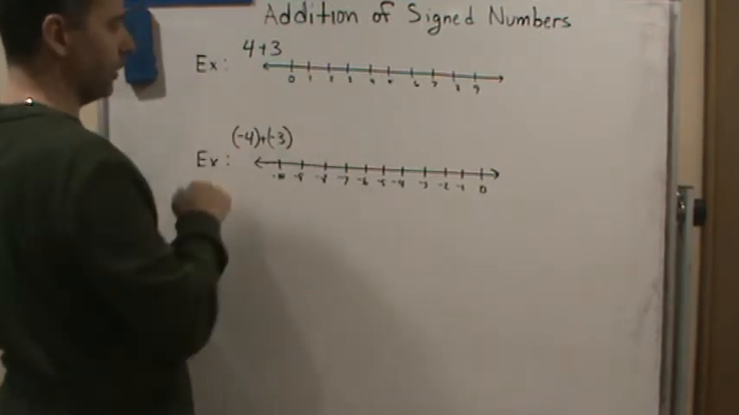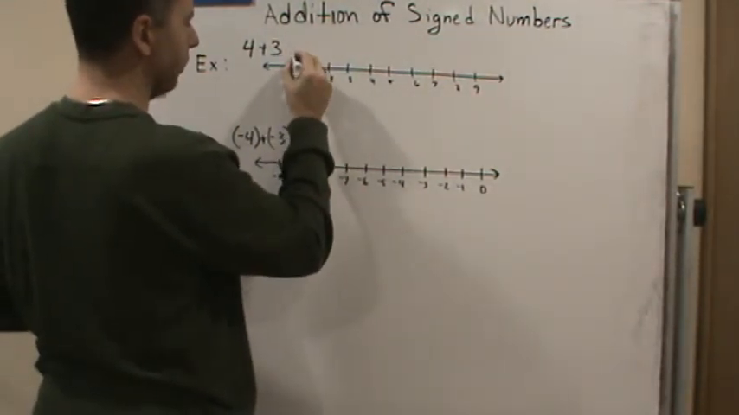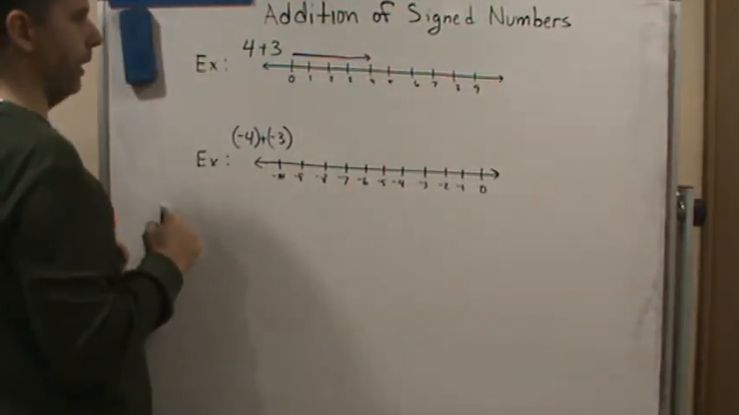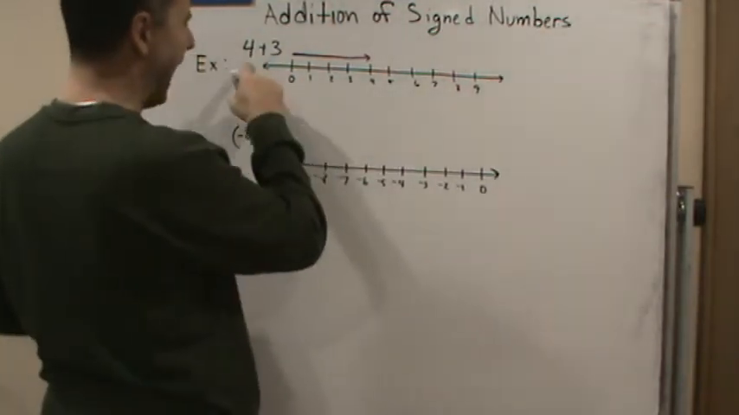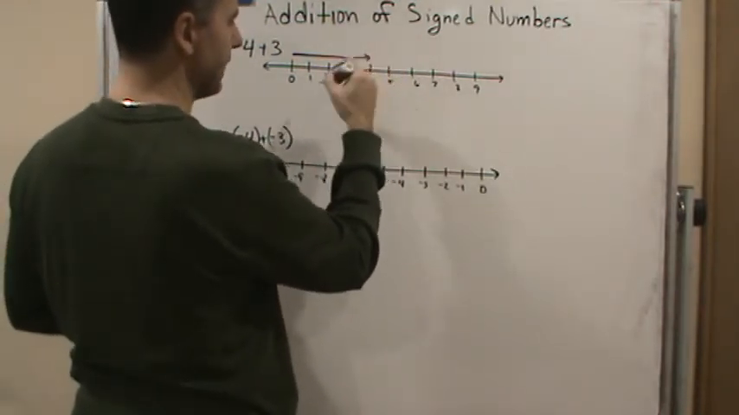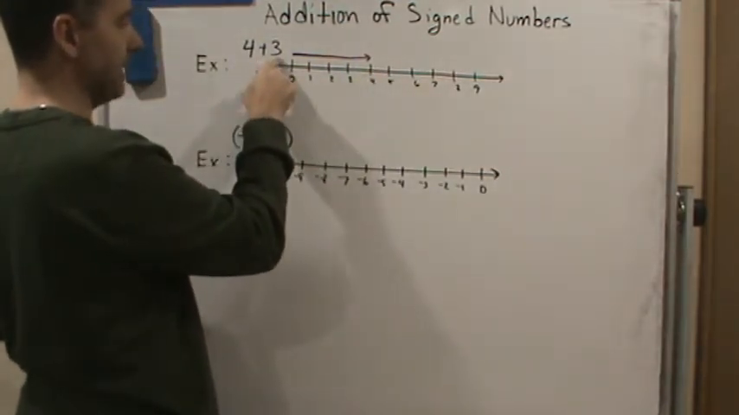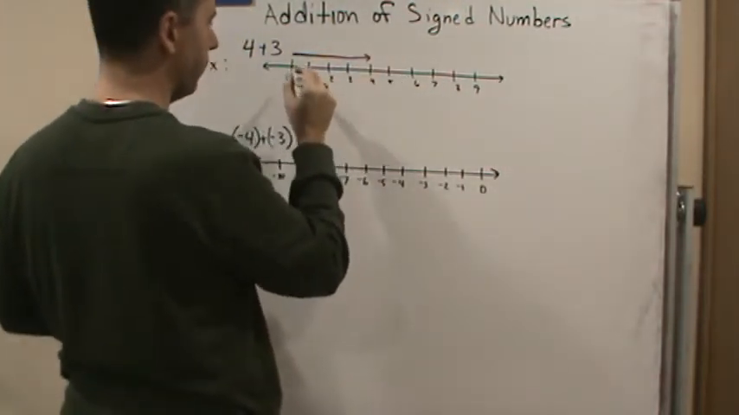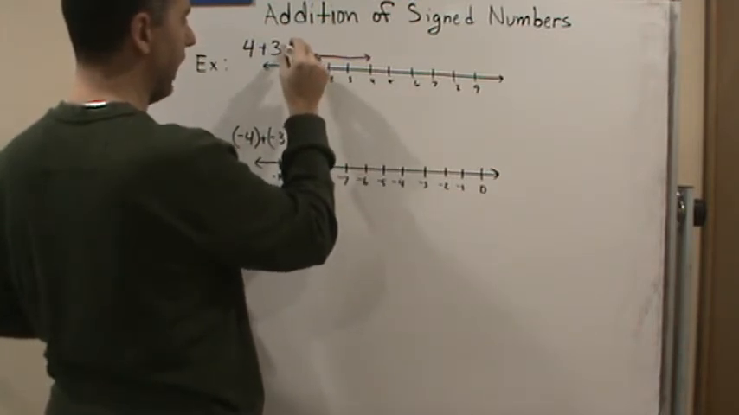If I have $4, that means I'm starting at 0 and I have $4, so I'm going to draw an arrow to there. That represents 4. And somebody gives me $3. Well, that means I'm adding, so I'm going to put another arrow at the tip of this arrow, going in the same direction. I'm adding positive 3. So I have $4 and somebody gives me $3, so I go another $3 here.